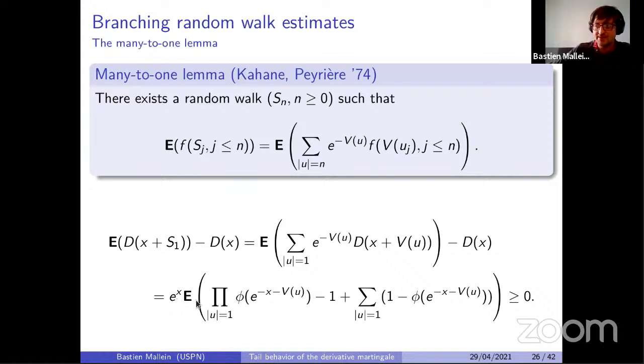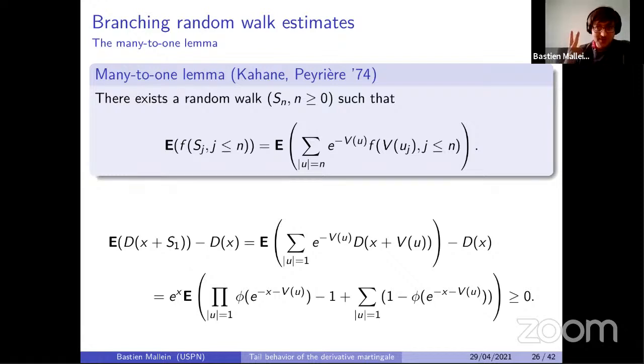So it is exponential x times the product of phi of e to the minus x minus v of u, minus 1, plus the sum of 1 minus phi of e to the minus x minus v of u. So I have written this difference as the product of quantities that are smaller than 1, minus 1, plus the sum of 1 minus those quantities. And I know that this is always non-negative. Okay. So I know that no matter the value of x that I choose, the expectation of d of x plus s1 is larger than d of x.